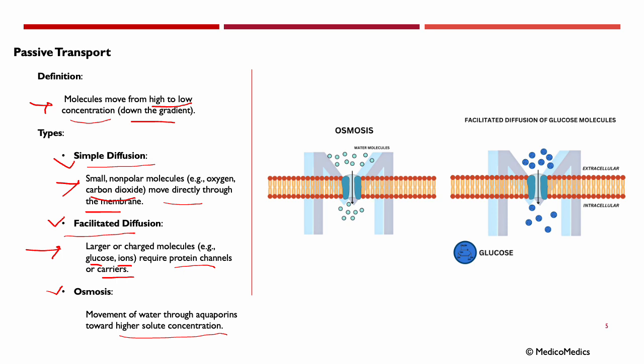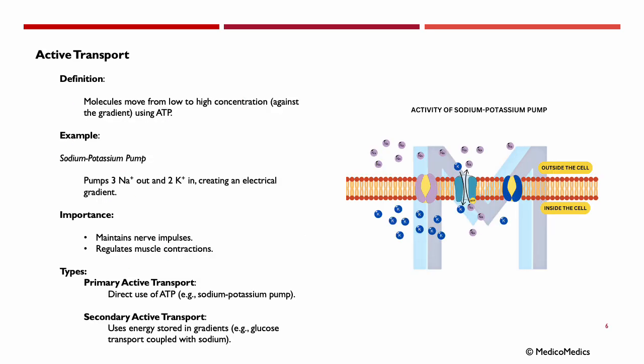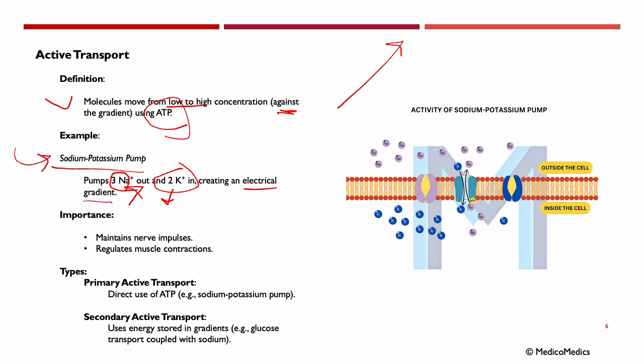Now, sometimes cells need to move things against the gradient, which requires energy. So let's discuss active transport. Now, the definition is molecules moving from low to high concentration, meaning against the gradient, so uphill, right? We will need ATP, energy. So examples include the sodium-potassium pump, where 3 sodium get pumped out of the cell and 2 potassium get in. This is important in maintaining and creating electrical gradients in the cell. It's very important, for example, to maintain nerve impulses and regulate muscle contractions, etc.